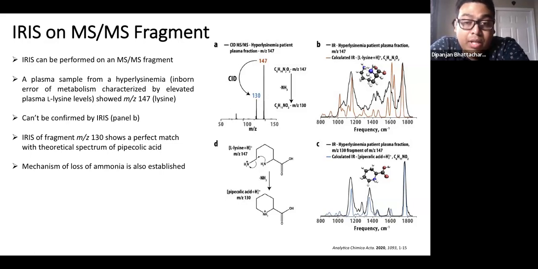You see the alpha amine is actually attacking the side chain amine, which acts as a leaving group, and then you get the cyclized form. So 130 is not the amine being lost from the alpha position, but actually from the side chain. So you actually know the mechanism of fragmentation as well once you do this IRIS.